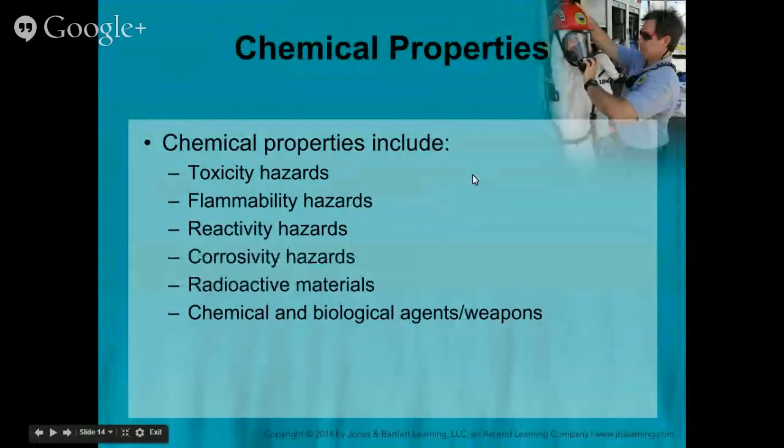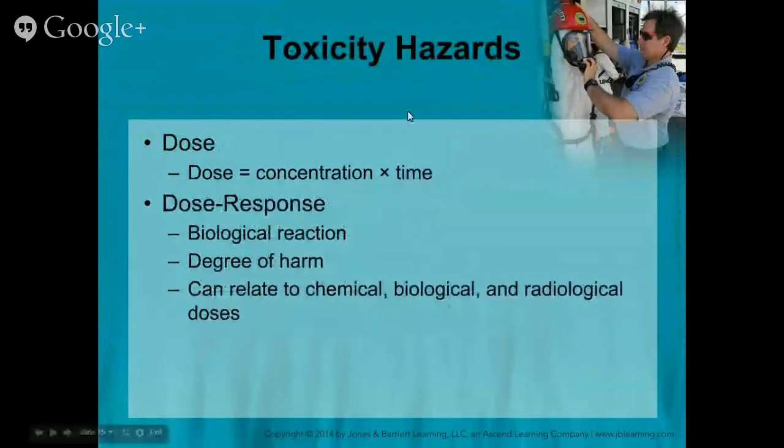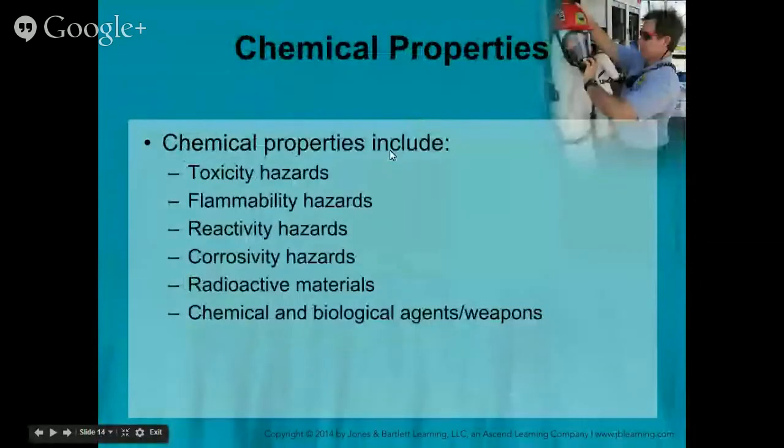Okay, as we talk about the different chemical properties, we're going to talk a little bit about its toxic hazards, its flammability, how does it react, what is its corrosivity and radioactivity, and we'll also talk about biological weapons and agents.